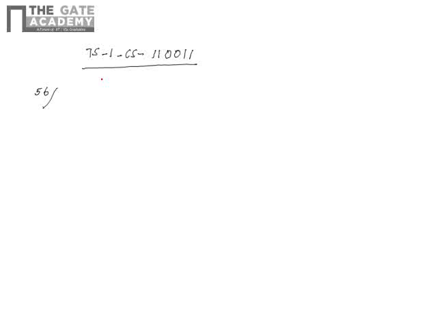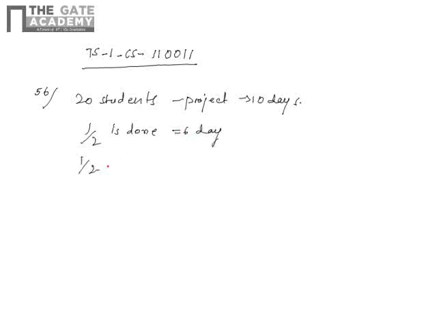It is given in the question, 20 students were assigned to complete an NGO project in 10 days, and after 6 days only 50% of the project was complete. So how many additional students will have to be engaged in completing the project in time? So 20 students are there, and the project should be completed in 10 days. Already half is done after 6 days, so the remaining half should be done in 4 days, correct?